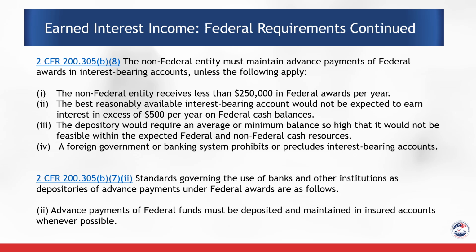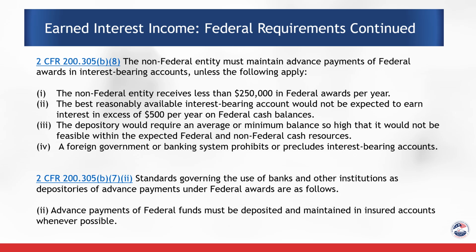Additional federal regulations. So when you have advanced payments like HAVA grants, you must put them into interest-bearing accounts unless the following information applies. For instance, perhaps you have a subrecipient that receives less than $250,000 in federal awards every year. Then they would not be required to make that deposit into an interest-bearing account.